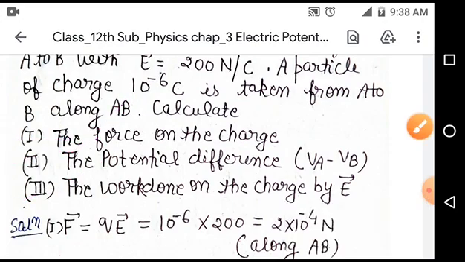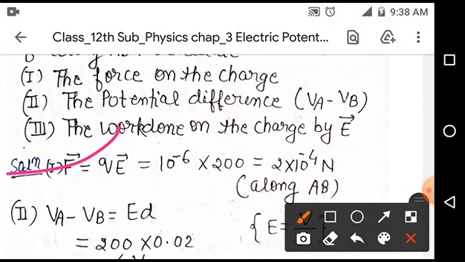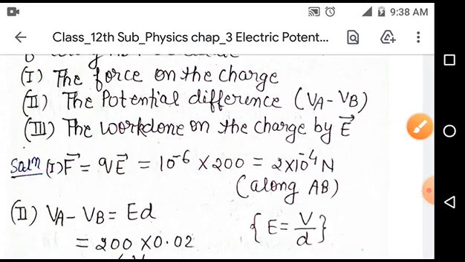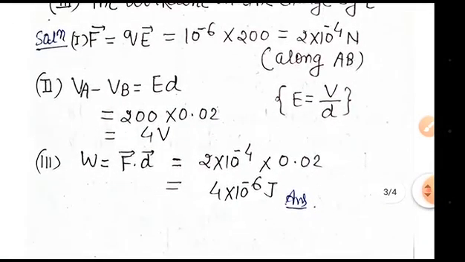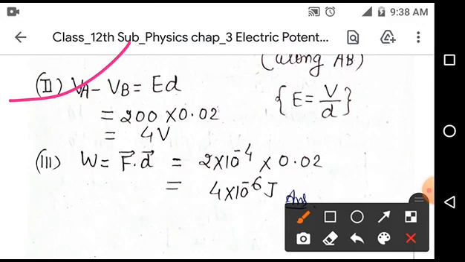So first point, the force, and we know that F is equal to Q into E, where Q is the charge and capital E is the electric field. So on putting the values, we get 2 into 10 to the power minus 4 Newton, and its direction is along AB. Now in the second case, we have to find the potential difference between the 2 points A and B. So VA minus VB is equal to E into D, because we know that the electric field E is equal to V upon small d. It is also a relation between electric field and potential. So on putting the values of electric field and distance, we get 4 volt.